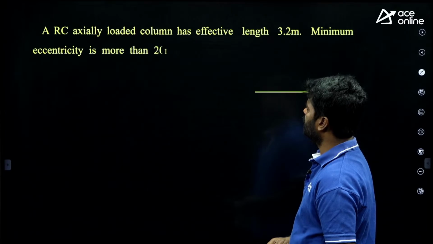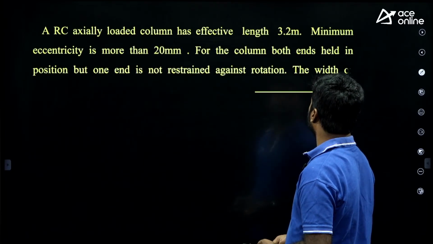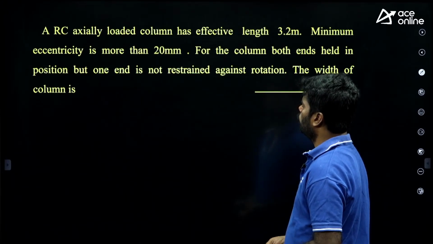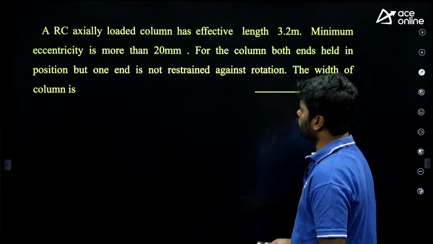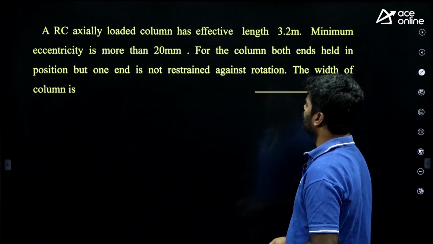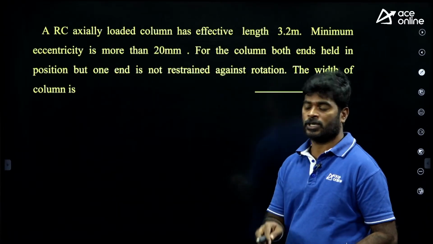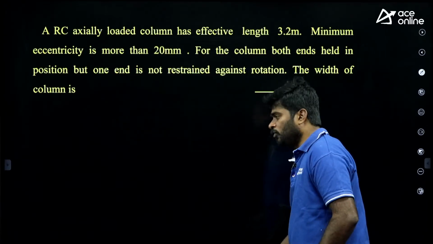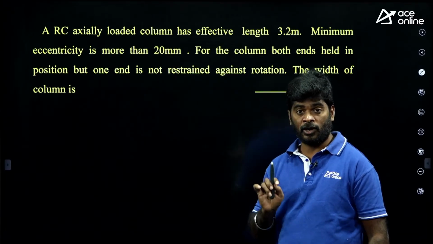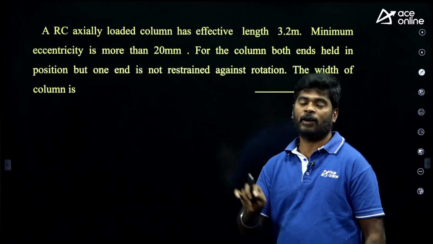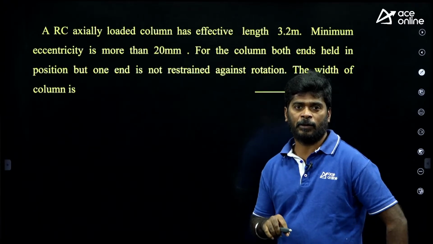An RC axially loaded column has an effective length of 3.2 meter. Minimum eccentricity is more than 20 mm. For the column, both ends are held in position, but one end is not restrained against rotation. What is the width of the column? A beautiful question. This question has not been asked so far either in GATE or in ESE.